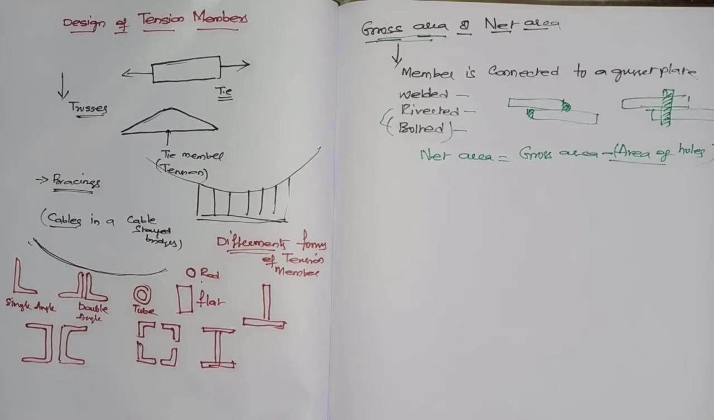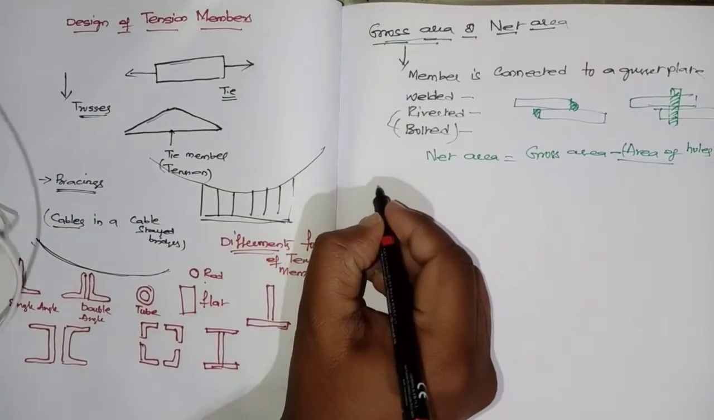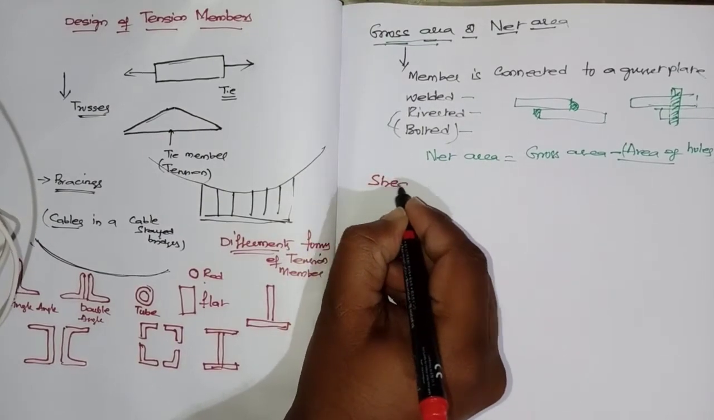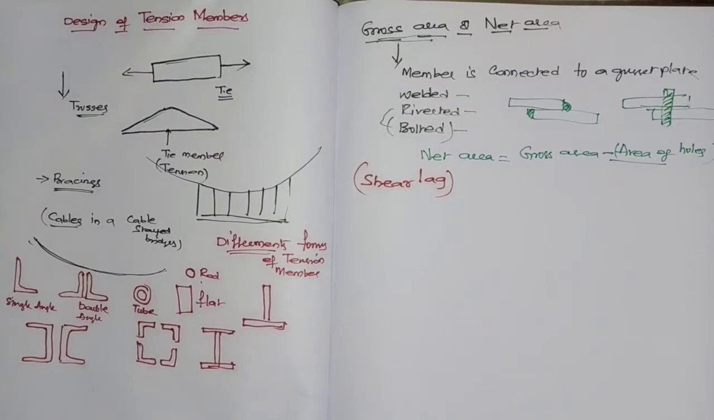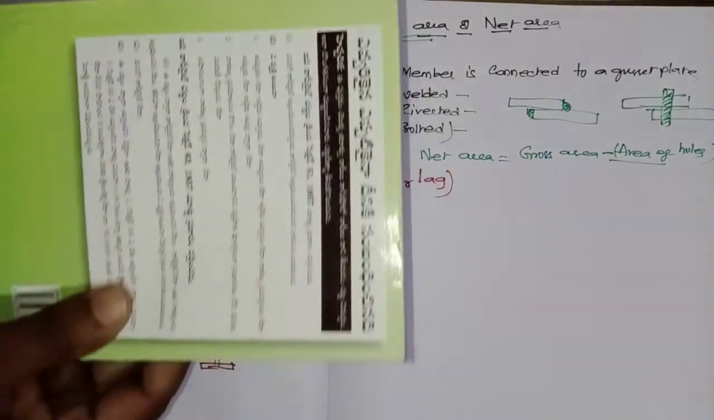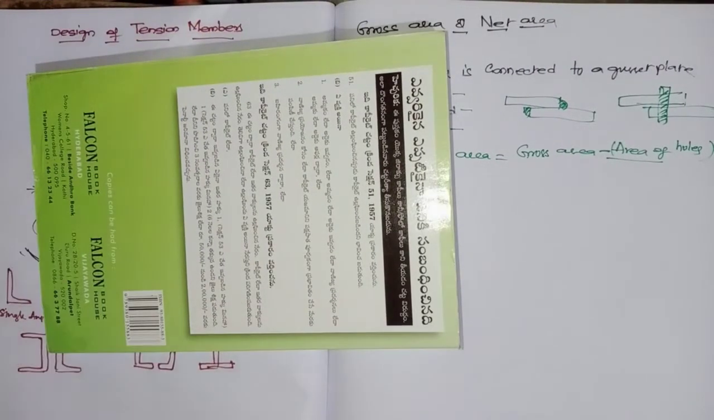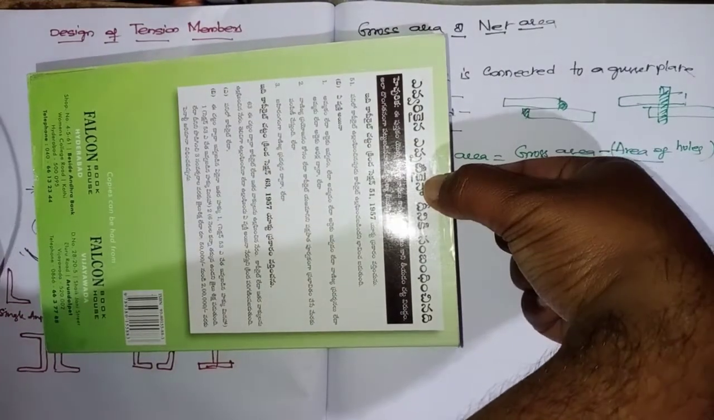Now, one terminology which is very important is called shear lag. What is this shear lag? Suppose, for example, a member is there, and I am loading here at this edge.